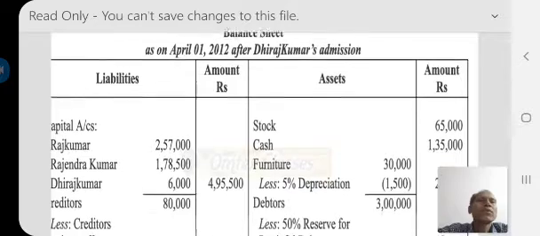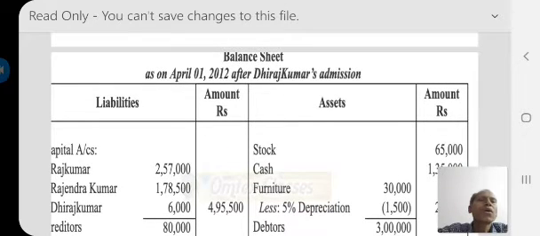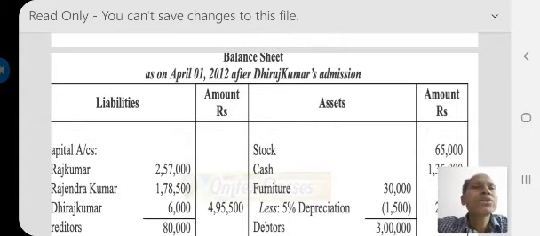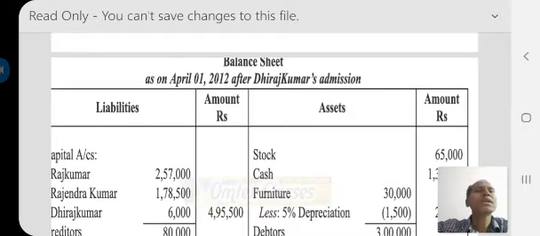As on 1st April 2012, whose balance sheet is this? It is a balance sheet of 3 partners, including Dheeraj Kumar.